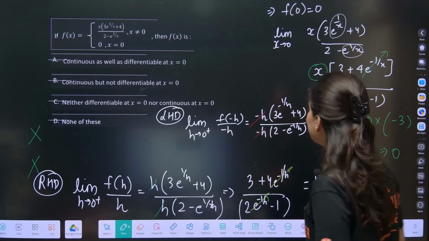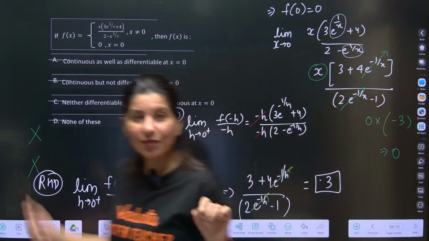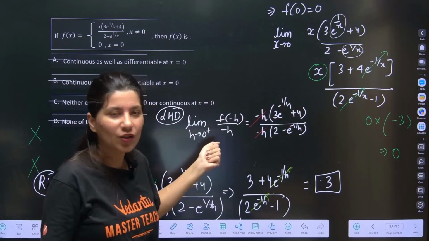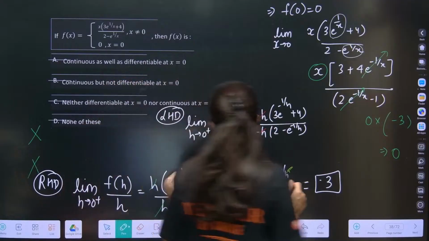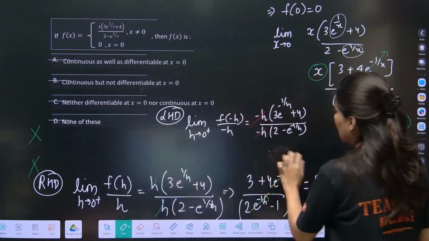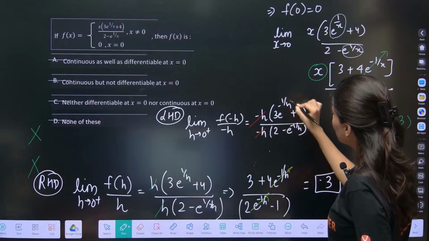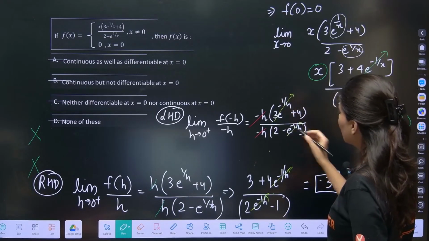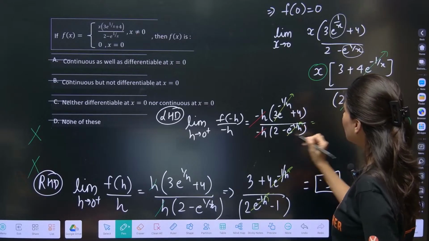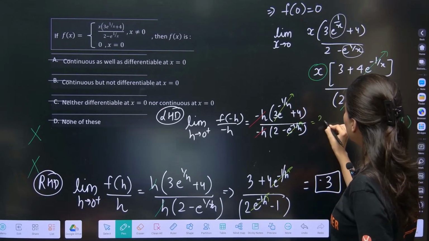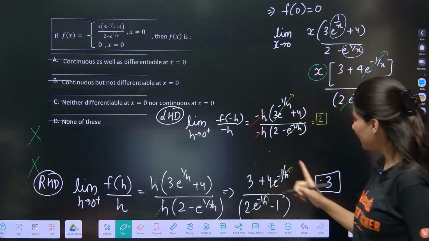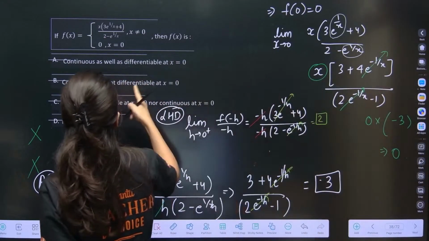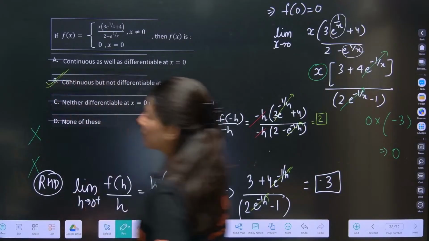Minus h completely cancel. Now this time automatically e power minus 1 by h got created. You don't have to take common. Why? Because this is automatically becoming 0. See, h tend to 0. So the moment you put e power minus 1 by h, this is 0, this is 0. So answer will be what? 4 upon 2. That's it. So 2 is the answer. So clearly left hand derivative is 2, right hand derivative is minus 3. So continuous but not differentiable. Option B.